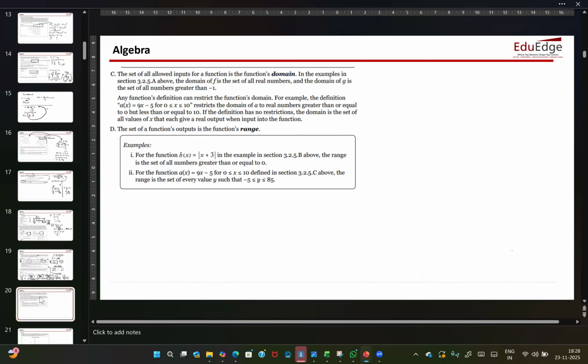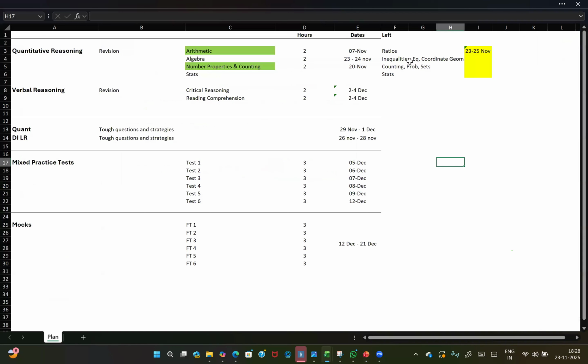Okay. Next is the domain and range of any function. This algebra also covers functions, by the way. We'll just put it in our plan. This is also covering functions.